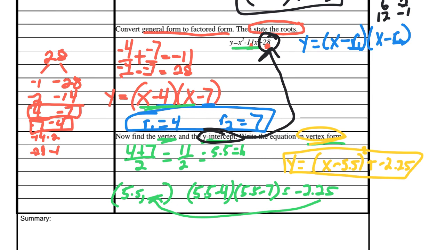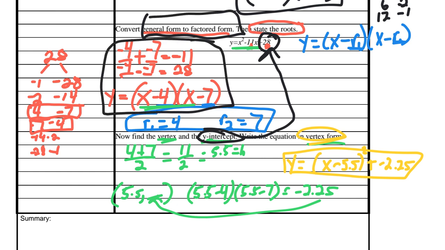All right, so that big one, that's a lot to cover. We'll continue going over that as we go throughout this unit. A lot of it you've already been tested on. Okay, today the main focus was converting general form to factored form, which was this right here.